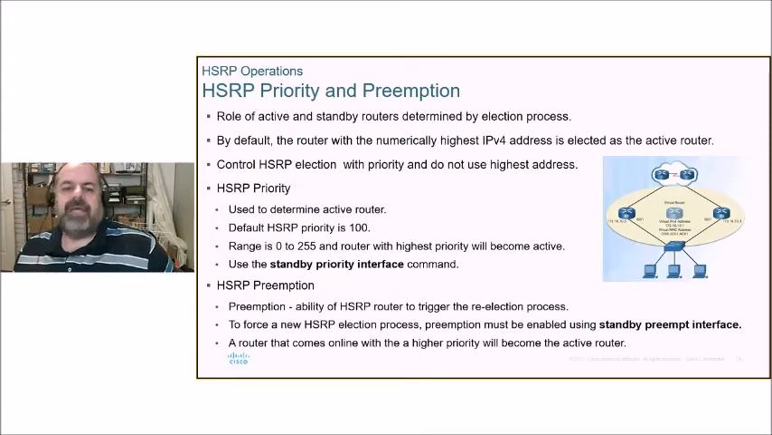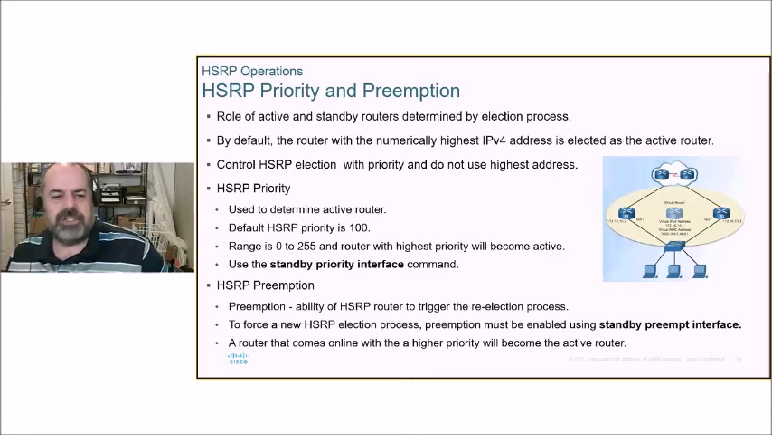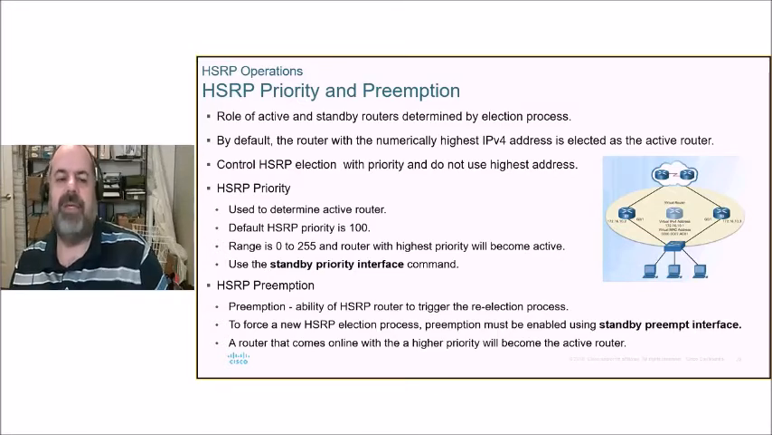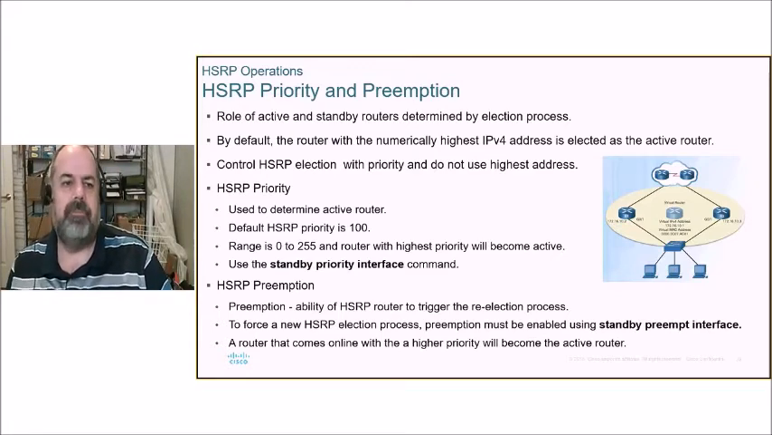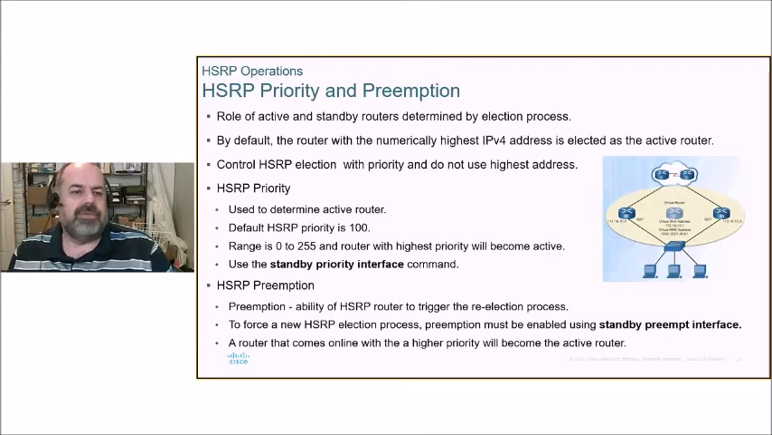So basically that's all very wonderful, but we can manipulate the way it behaves by actually changing some settings. We can change the priority of routers, and so we can manipulate which router will normally be the default router. The role of active and standby routers is determined by the election process. By default, the router with the numerically higher IPv4 address will be the active router. That's a tiebreaker, by all means. You can control the election with a priority and not use the highest address.